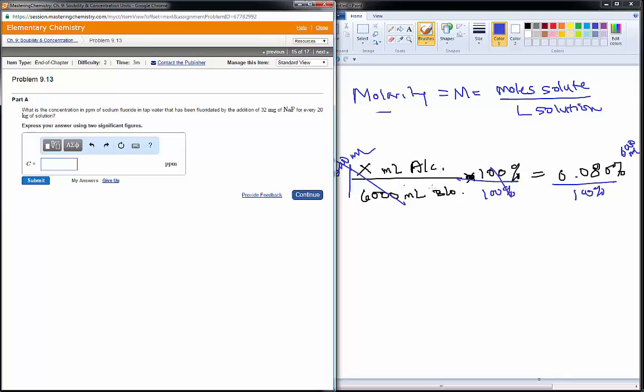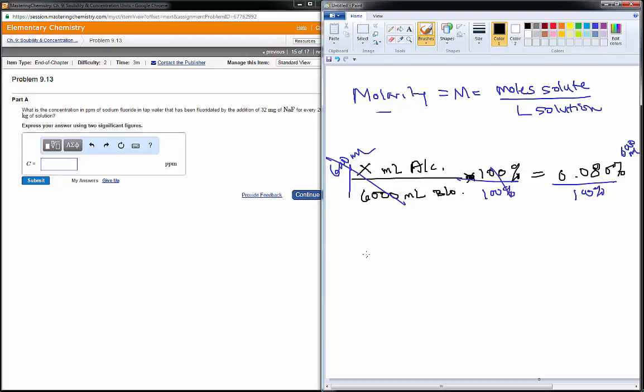Concentration in parts per million is almost exactly like the concentration in percentage. Concentration in percentage is mass or volume of the solute divided by mass or volume of the solution. Doesn't matter so long as you're using grams and milliliters, so they're comparable.